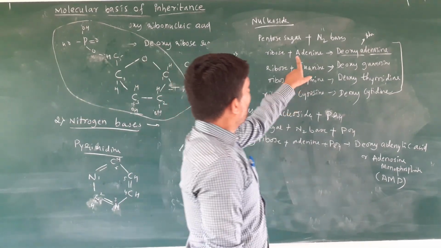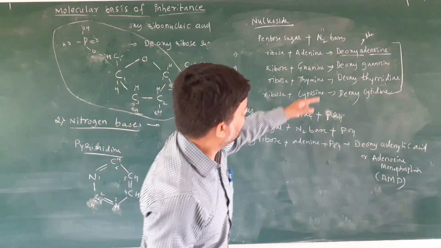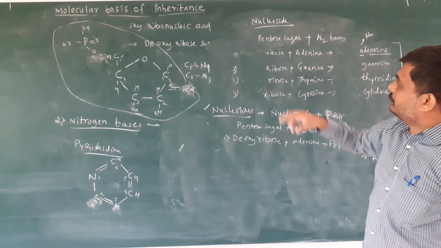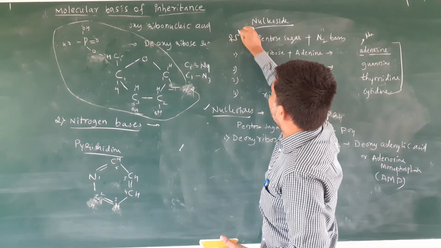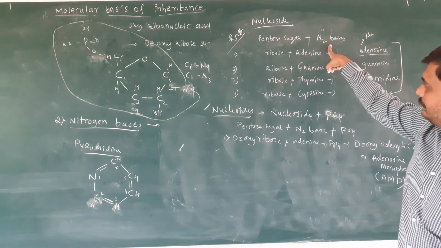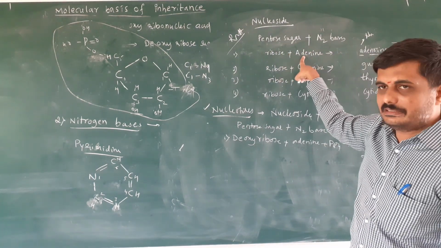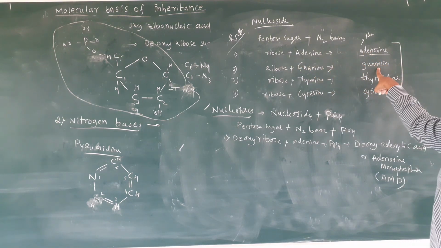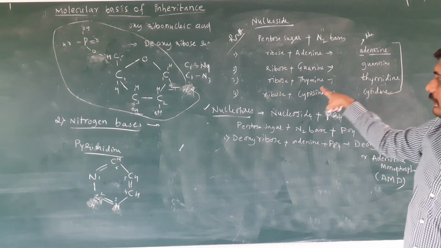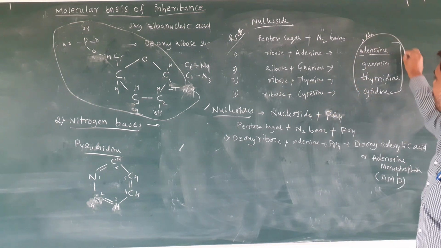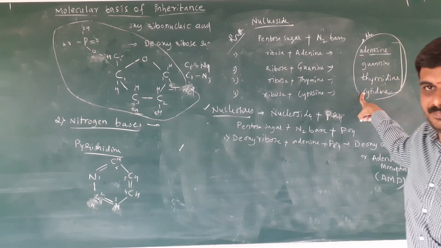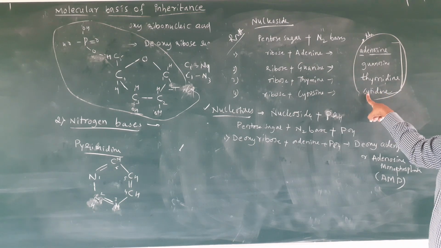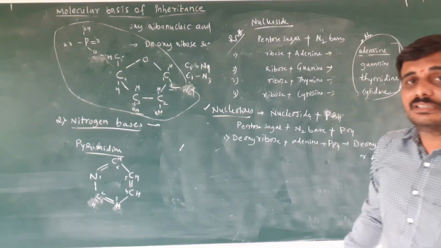When ribose sugar combines with adenine, what is the nucleoside? Adenosine. In RNA, when the pentose sugar attaches to the nitrogen base, adenine attached to the ribose sugar is called adenosine. Guanine attached, guanosine. Uracil attached, uridine. Cytosine attached, cytidine. These are nucleosides of RNA. Deoxyadenosine, deoxyguanosine, deoxythymidine, deoxycytidine are the nucleosides of DNA.